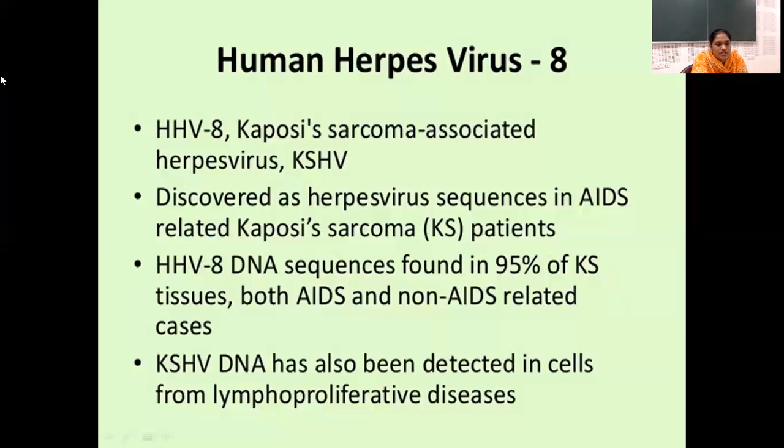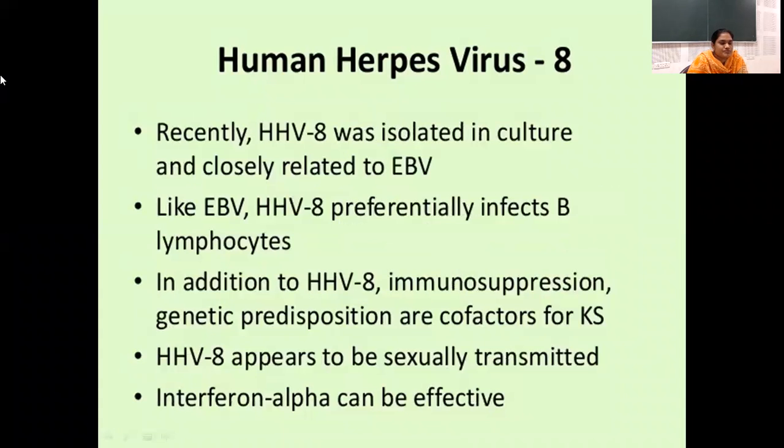Kaposi sarcoma associated herpes virus DNA has been detected in the cells from lymphoproliferative diseases. Recently, this type 8 herpes virus was isolated in the cultures and is closely related to the Epstein-Barr virus. It preferentially infects B lymphocytes like Epstein-Barr virus. In addition, immunosuppression, and these are the main causes for this, appears to be sexually transmitted type 8 virus.